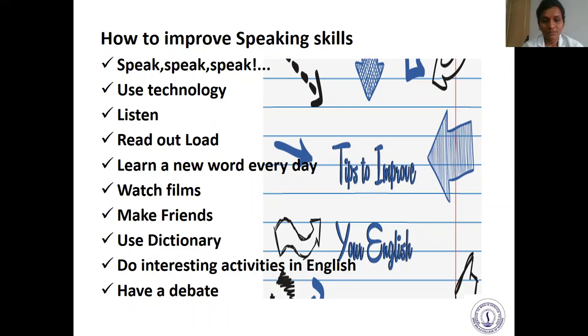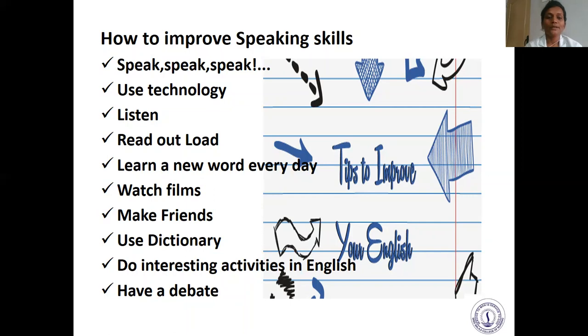Read some interesting books. You can read out loud, or you can read silently. If you read out loud, it will improve your pronunciation. If you read silently, you will focus on comprehension, and both are good. And learn a new word every day. Read the newspaper. You can find so many new words in the paper. And when you read the newspaper, sit with your dictionary. When you find any hard words, use your dictionary immediately to get the meaning of the word, so that you will understand the full context.